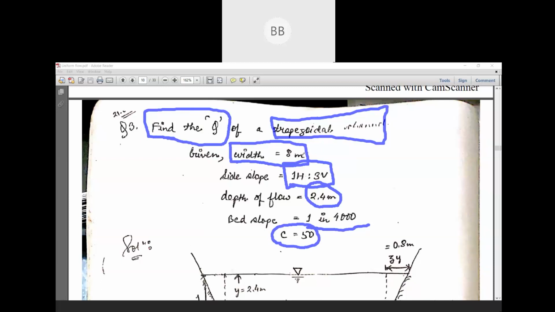Width of the channel is given 8 meter. Side slope is 1 horizontal to 3 vertical. Depth of flow is 2.4 meter. Bed slope is given 1 in 4,000, or you can write 1 divided by 4,000. And at last the Chezy's constant is given as 50. See that C is a constant term, so that 50 is unitless. We don't have any unit for Chezy's constant.